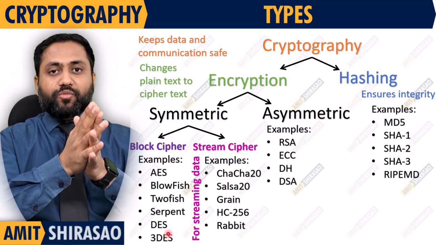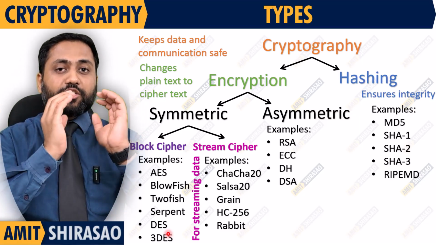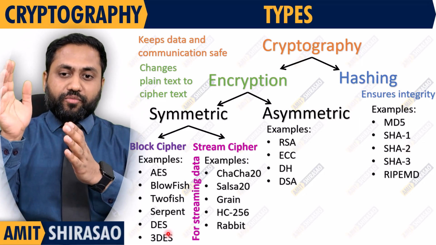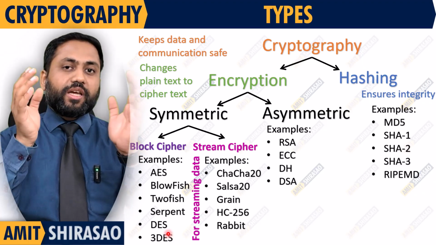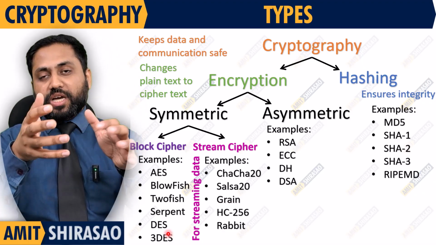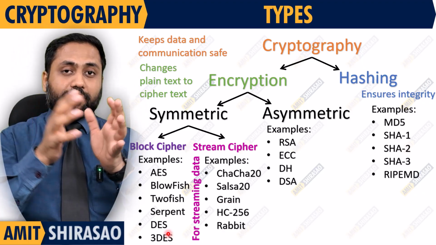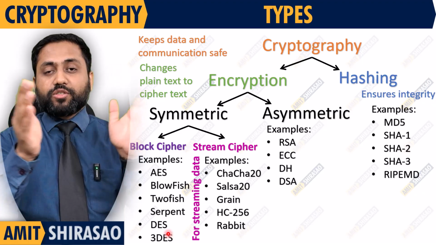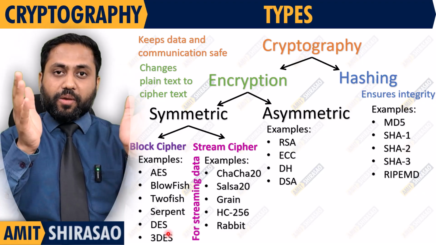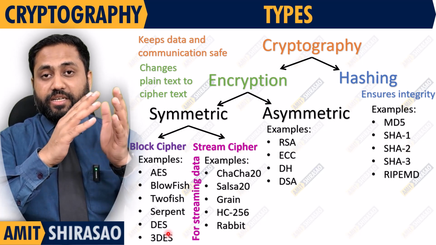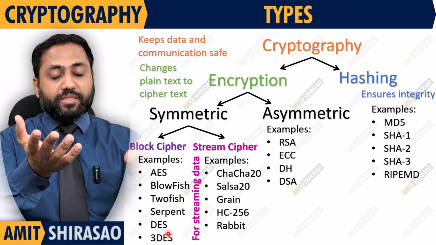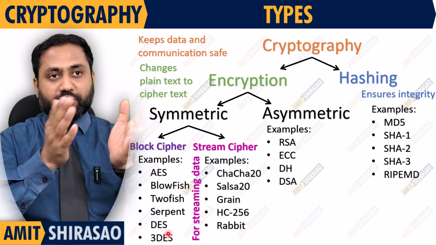For integrity, he'll also be sending the hash of his original message. And if Maya, after decryption, also finds the hash and that hash matches whatever hash Rohan told her, then it means that the message has not changed during transit. So the message has maintained its integrity. This is how hashing is used.